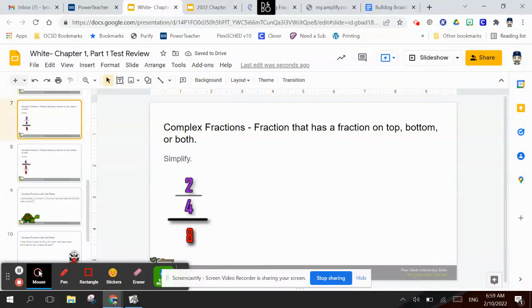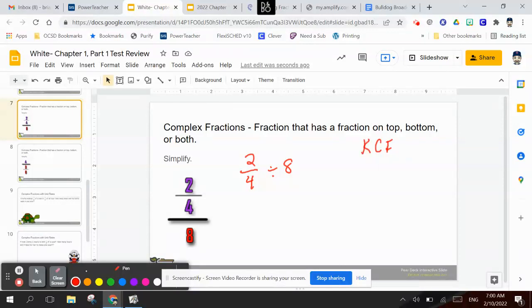For question 7, here's another fraction on top of a whole number this time. So again, I do the same thing. I take 2/4 divided by 8. I remember my keep, change, flip. Keep the first fraction the same, which is 2/4. Change the sign from divide to multiply. And then flip the second fraction. So 8 as a fraction is 8 over 1. So if I flip that fraction or multiply by the reciprocal, I get 1/8.